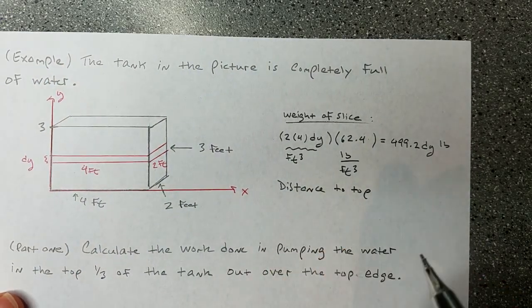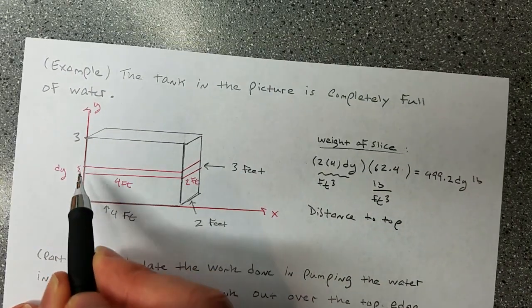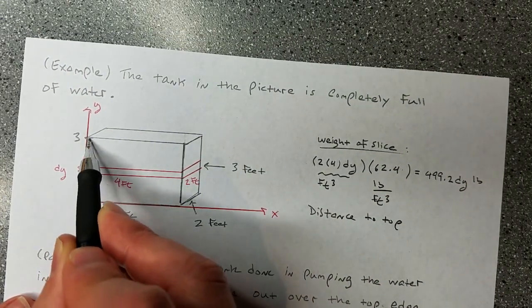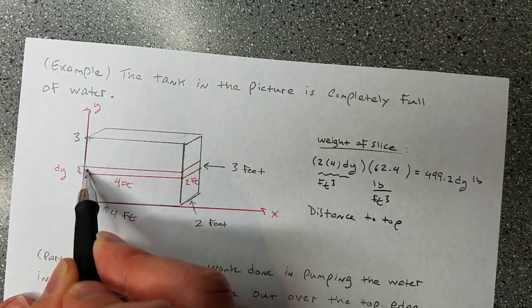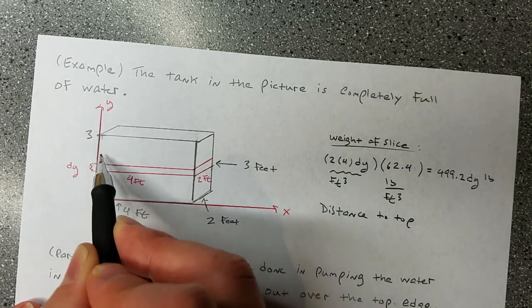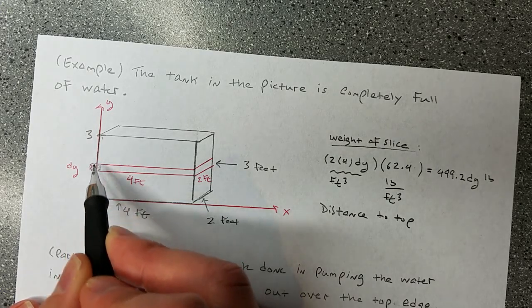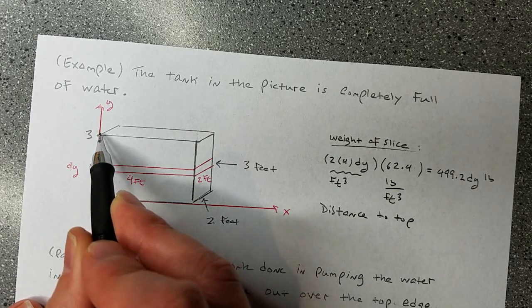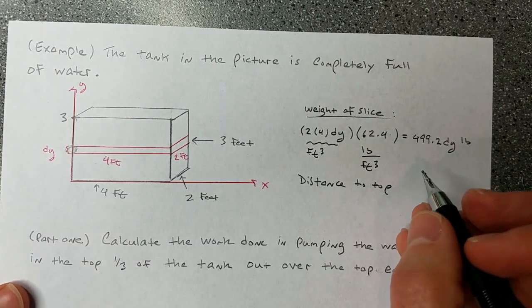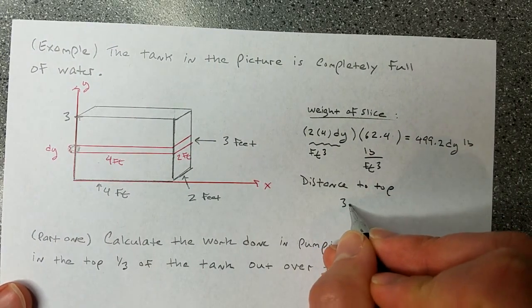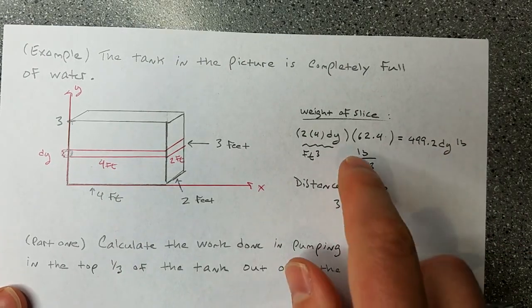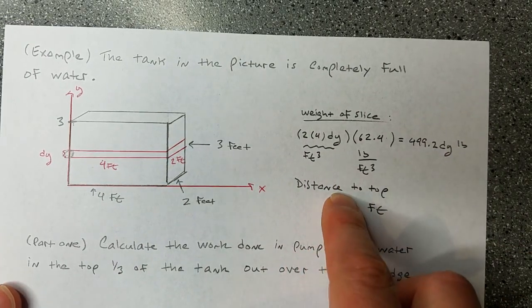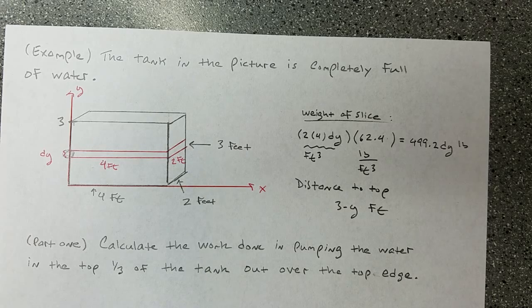The distance to the top is going to be 3, like how far is it from here to here? It's 3 minus that spot, 3 minus this location. And say that this is on the y-axis. It's going to be this point having a y-coordinate, 3 minus y. So the distance to the top is going to be 3 minus y feet. Okay, so there's the force and the distance. You can calculate the work done by knowing the force and the distance.